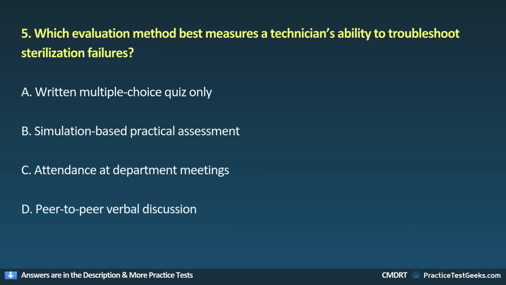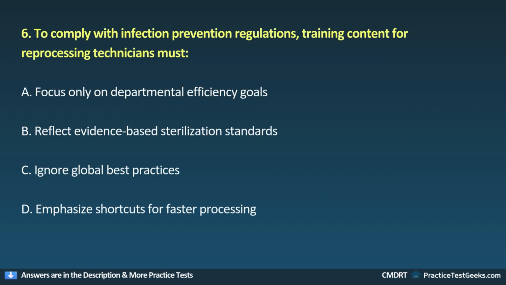5. Which evaluation method best measures a technician's ability to troubleshoot sterilization failures? A. Written multiple-choice quiz only. B. Simulation-based practical assessment. C. Attendance at department meetings. D. Peer-to-peer verbal discussion.